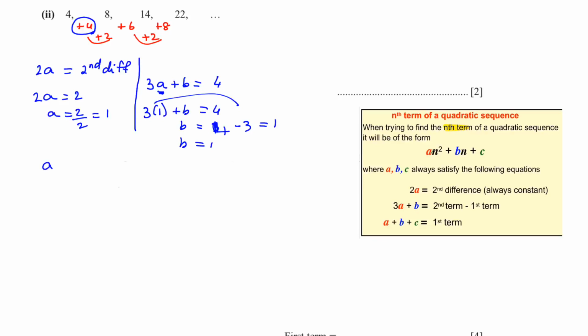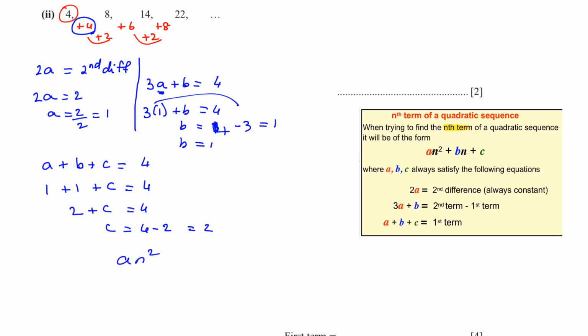Then we have the third equation, a plus b plus c is equal to the first term. First term is 4. A is 1, b is 1, and we need to find c. 2 plus c is equal to 4, therefore c is equal to 4 minus 2, which is 2. We are supposed to write it in the form an squared plus bn plus c. A is 1, b is 1, and c is 2. If we simplify it, this will be n squared plus n plus 2.